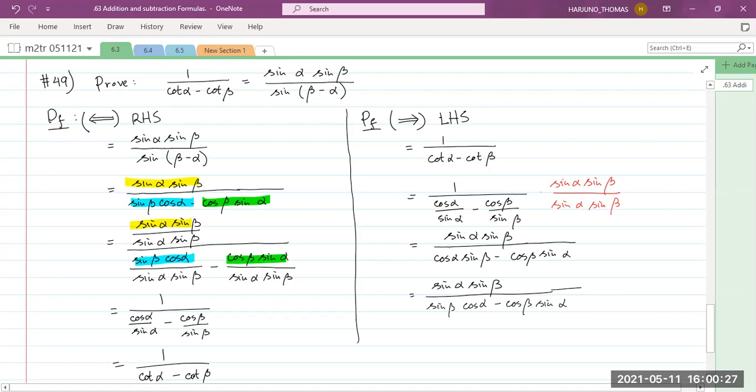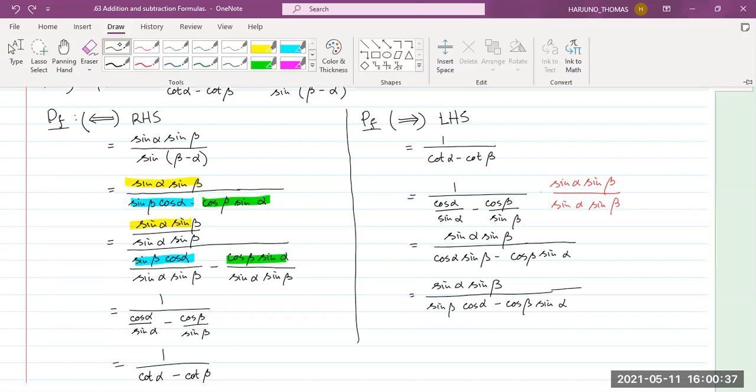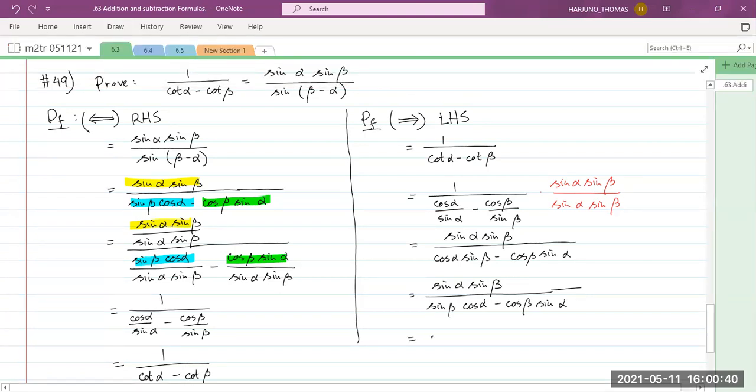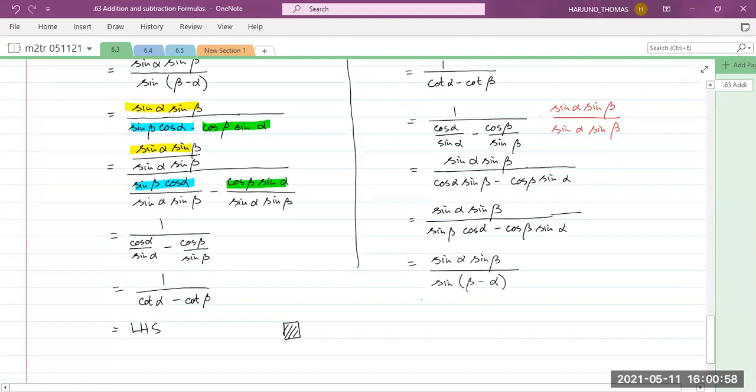Do you see that now? I basically switched the order of the product here. That's all I did. Why? Because I want to show you that the denominator now follows sine of beta minus alpha, right? But all of a sudden we have the expression on the right-hand side. Therefore, we are done with the proof.